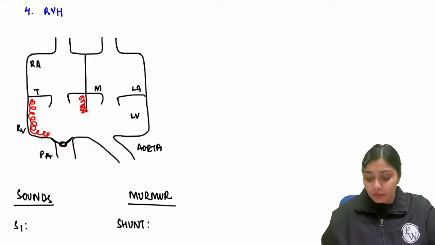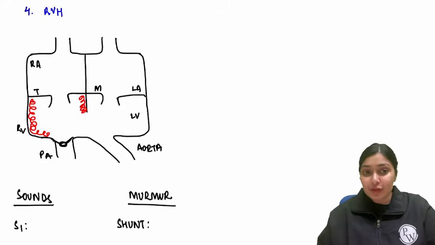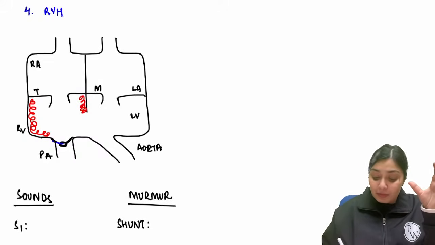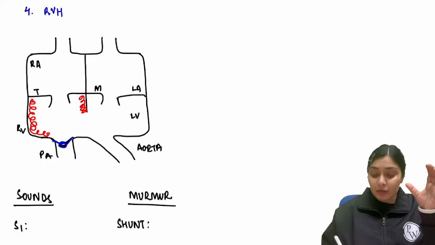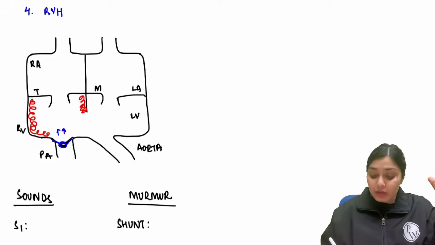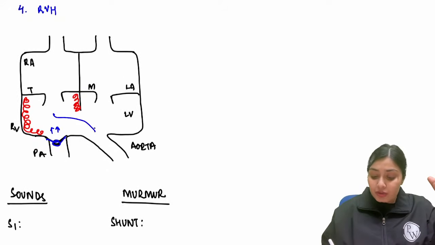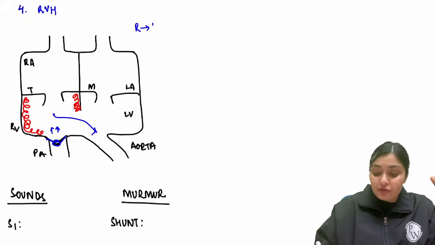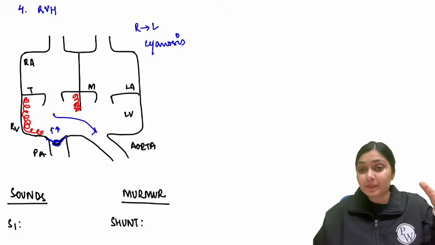So what will happen over here? We know left-sided pressures are more than the right-sided pressures. But here, what has happened? My right-sided pressures have increased. There is pulmonary stenosis. So what will happen? More and more blood will stay over here. Right ventricular hypertrophy. So what happens over here? The deoxygenated blood gains access to my aorta. So there is right to left shunt. That's why there is cyanosis.